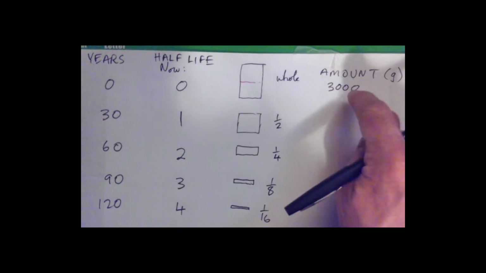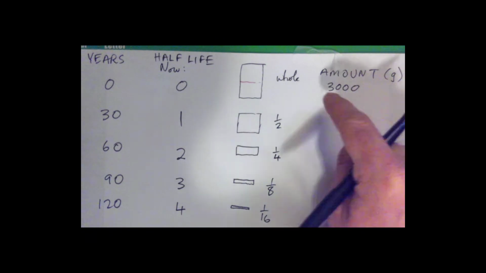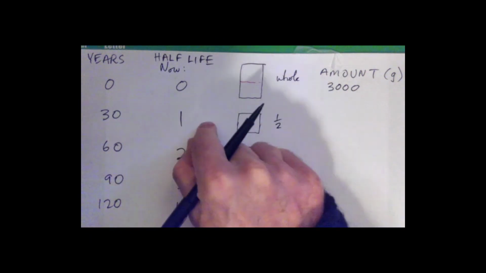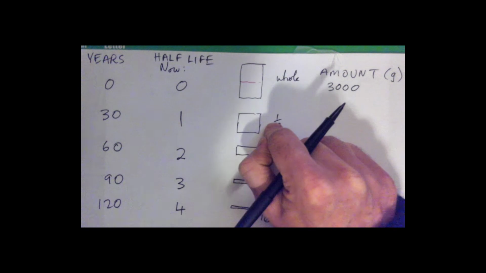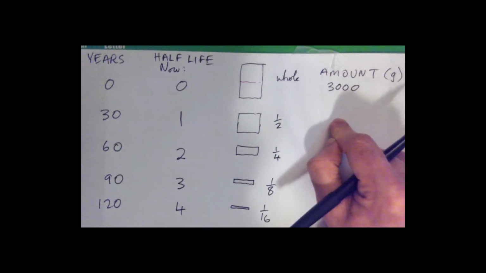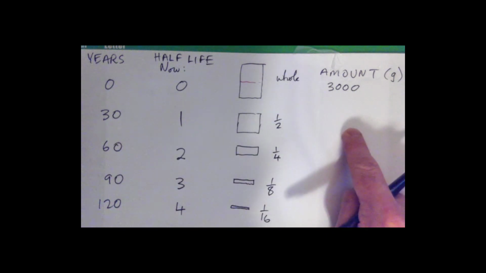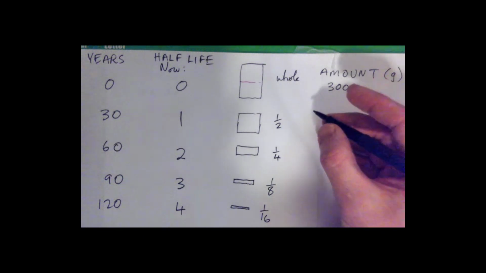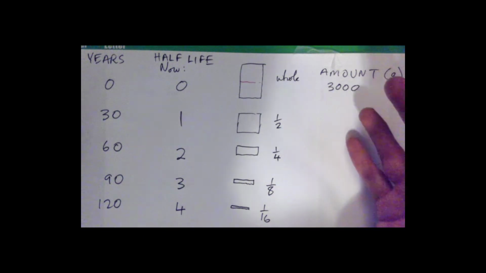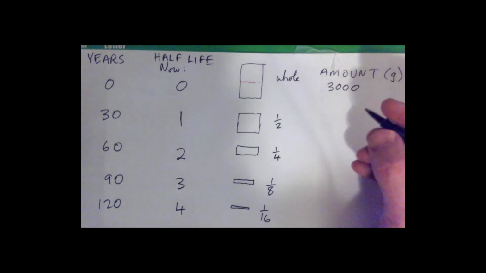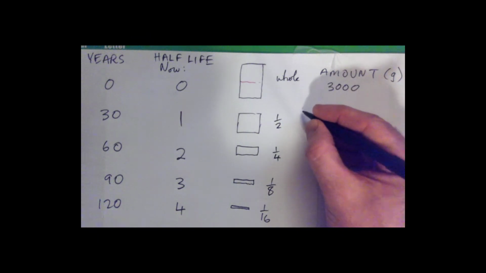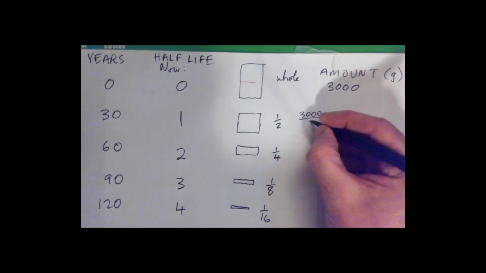Now we've got 3,000 grams, right? In 30 years' time, that's 1 half-life. We're going to have half of it remaining. How much will that be? Fill that out. Yep. Yeah, 3,000 and subtract half, but do a division at least. There you go. So to get half of 3,000, you can divide it by 2.